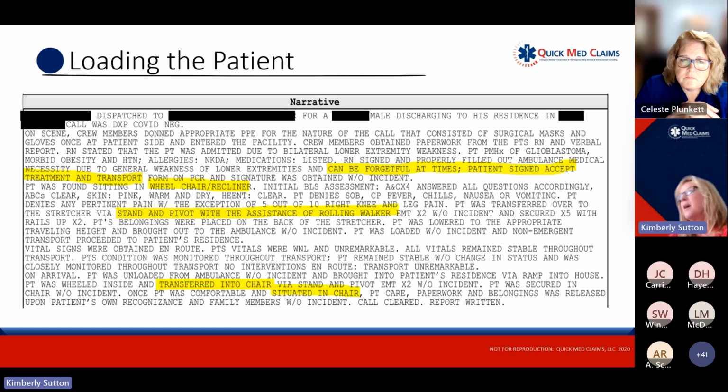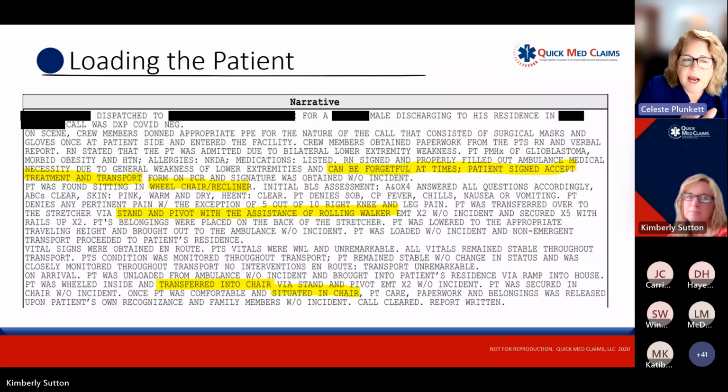All right, next is an example I know that Celeste wanted to review when we talk about loading the patient, and you can see these areas highlighted here. Right, so this is an example of things that you can put in there that help support medical necessity. There's a lot of information documented here, but I highlighted the stuff that we pull out and look at. So this patient was found sitting in a wheelchair. Typically, if an auditor sees that, they say, oh, wheelchair patient doesn't need to go by ambulance. But hold on, stop right there. Patient's forgetful, that's a safety risk. So they stood and they pivoted with the assistance of a walker.